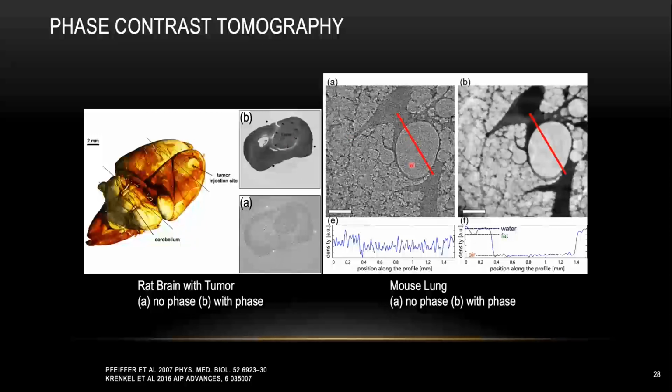The second image on the right here is another image taken from a micro-CT. This one was based on propagation phase contrast imaging, and the sample is a piece of mouse lung. Before you apply any phase, you can't see any difference in this region right here. But once you apply the phase, we can see two phases inside this region, and they are actually different: water and fat. So you can distinguish water and fat by using phase contrast imaging, which is really hard to see without any phase enhancement.